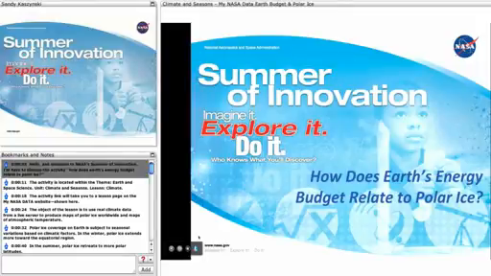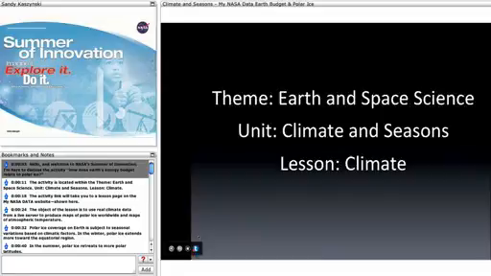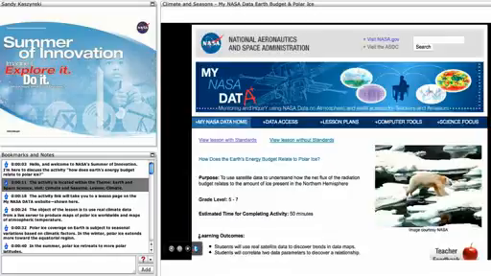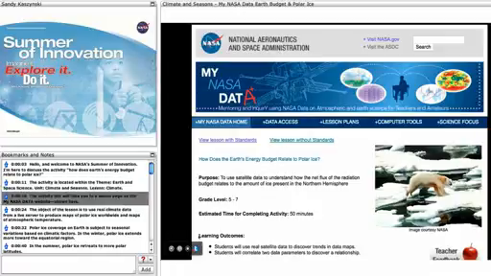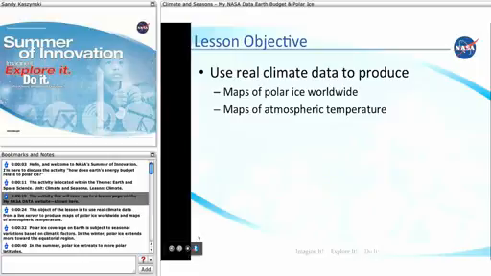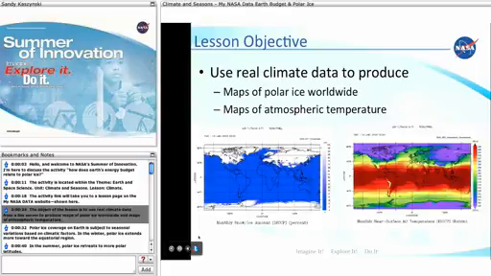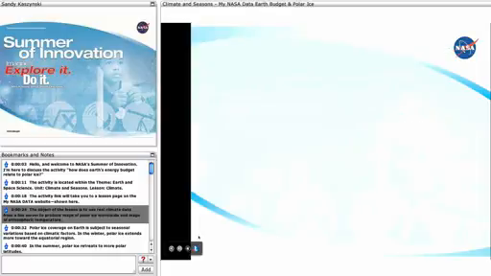I'm here to discuss the activity, How Does Earth's Energy Budget Relate to Polar Ice? The activity is located within the theme Earth and Space Science, Unit Climate and Seasons, Lesson Climate. The activity link will take you to a lesson page on the MyNASA Data website shown here. The object of the lesson is to use real climate data from a live server to produce maps of polar ice worldwide and maps of atmospheric temperature.